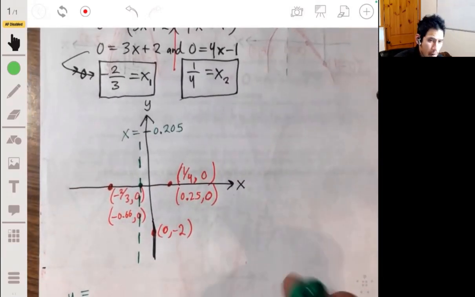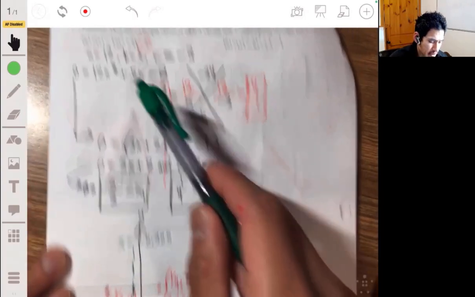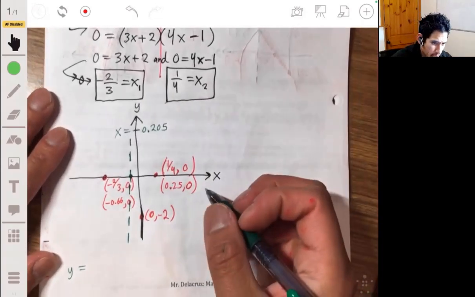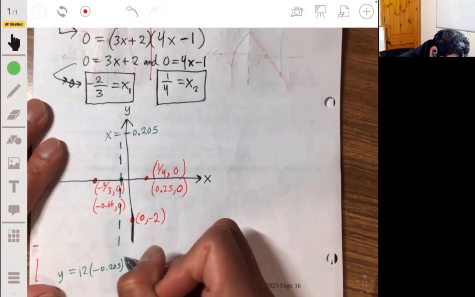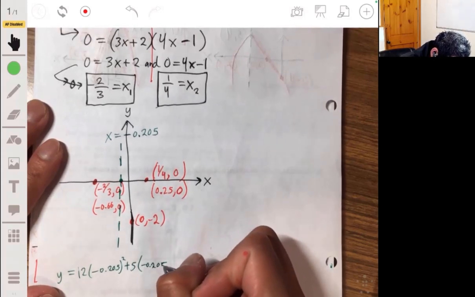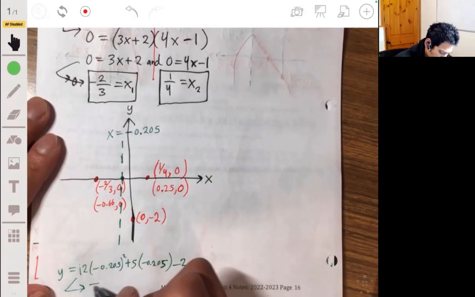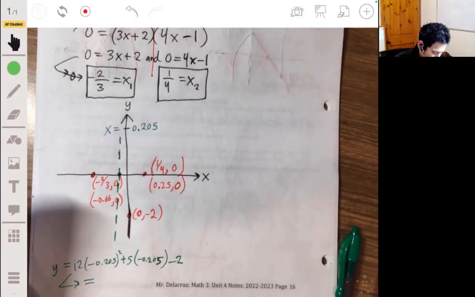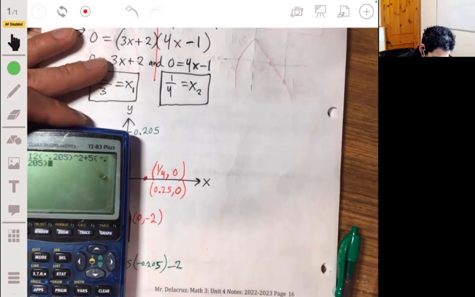Y will be... kind of hard to see everything. There we go. So put the negative 0.205 into this equation, which is cool math. Five times negative 0.205 minus 2 is equal to 0.205 squared plus 5 times negative 0.205 minus 2.